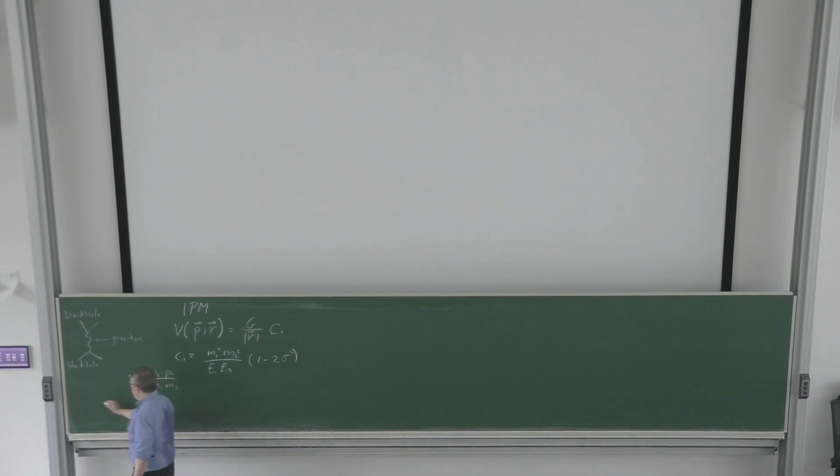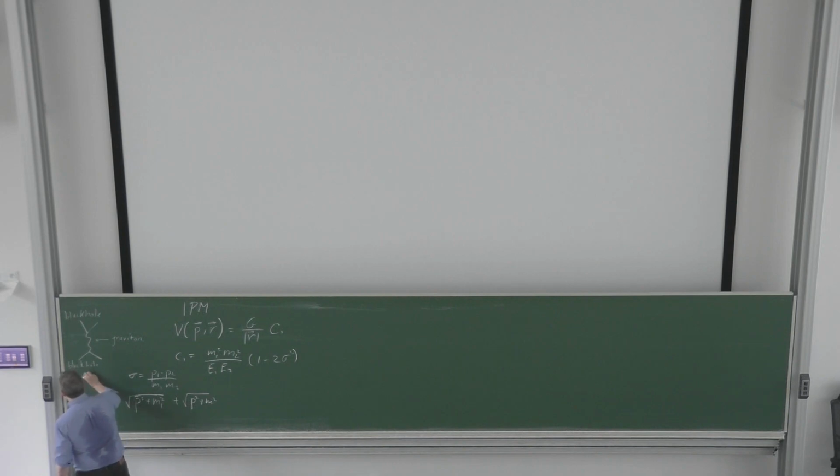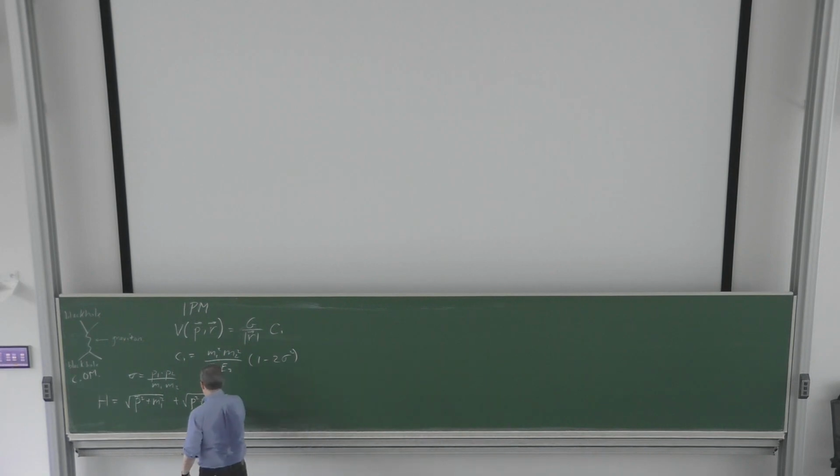And we do that with a Hamiltonian. So H is the square root of P squared plus M1 squared, that's the kinetic energy of one of the particles, plus the square root of P squared plus M2 squared. Remember, we're in the center of mass frame, so the momenta are the same for both particles. Plus the potential, this V of P and R.